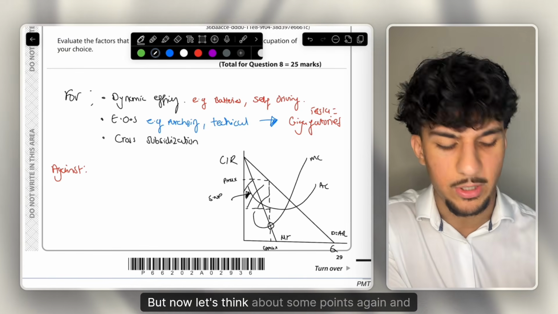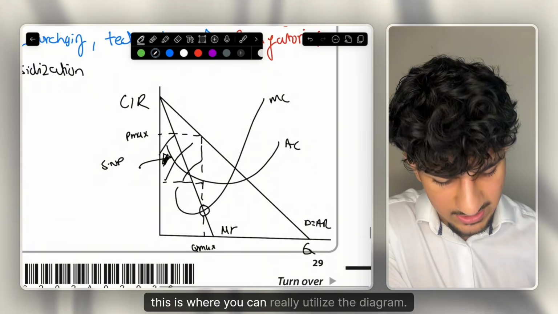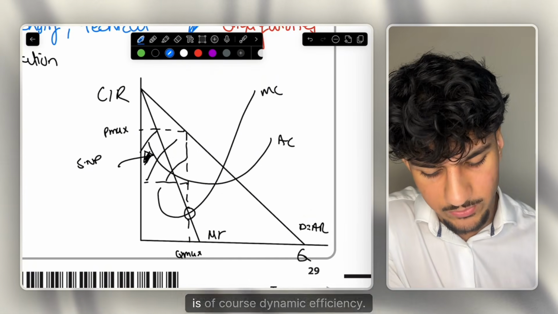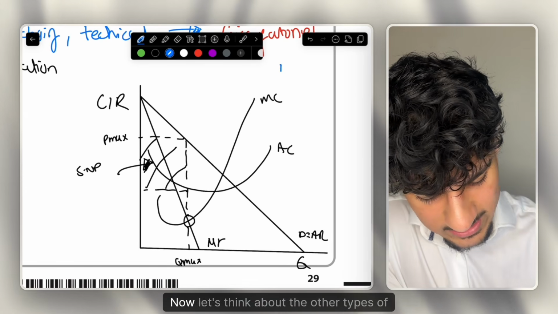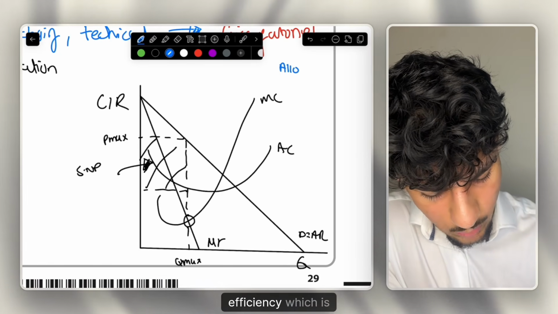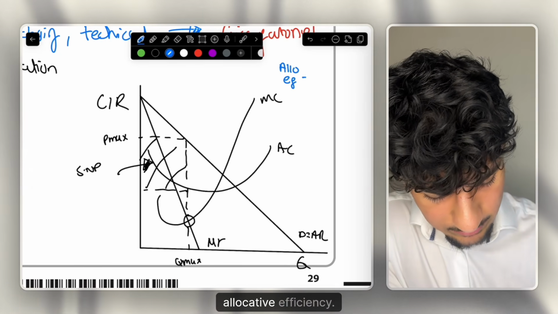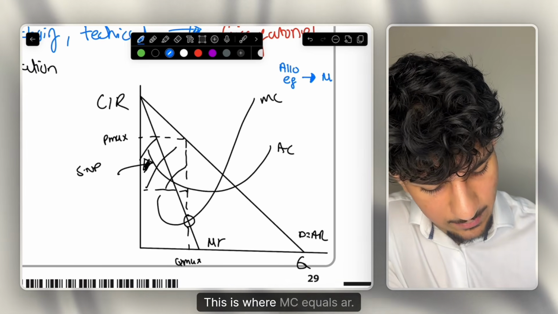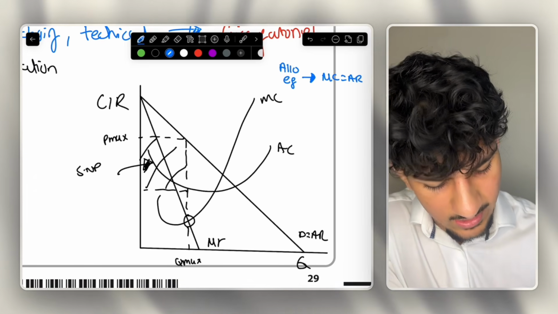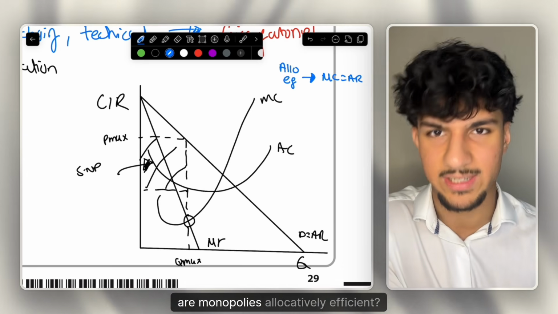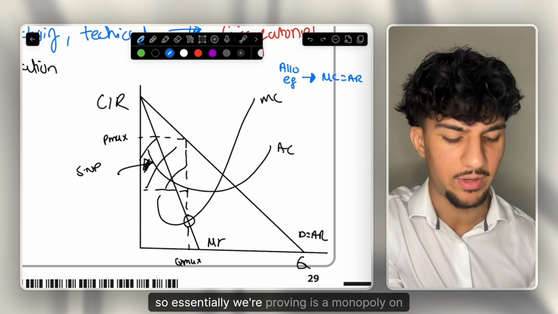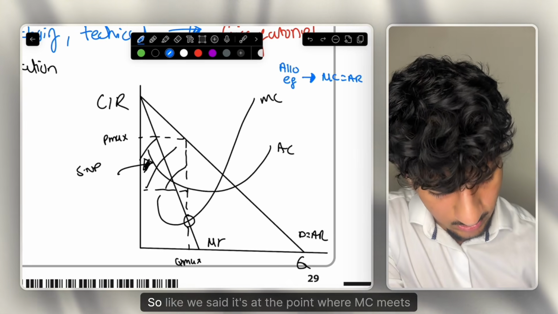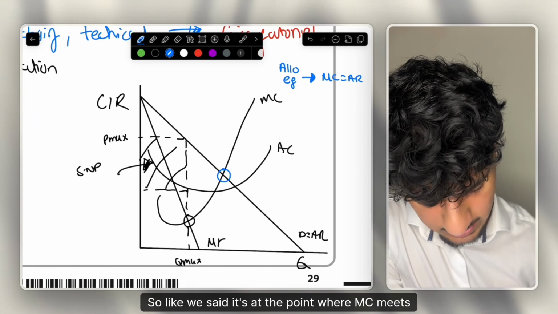But now let's think about some points against, and this is where you can really utilise the diagram. We talked about one of the efficiencies, which is dynamic efficiency. Now let's think about the other types of efficiency, which is allocative efficiency. Where do we find allocative efficiency? This is where MC equals AR. Now, are monopolies allocatively efficient? So essentially we're proving whether a monopoly is allocatively efficient. Like we said, it's at the point where MC meets AR.